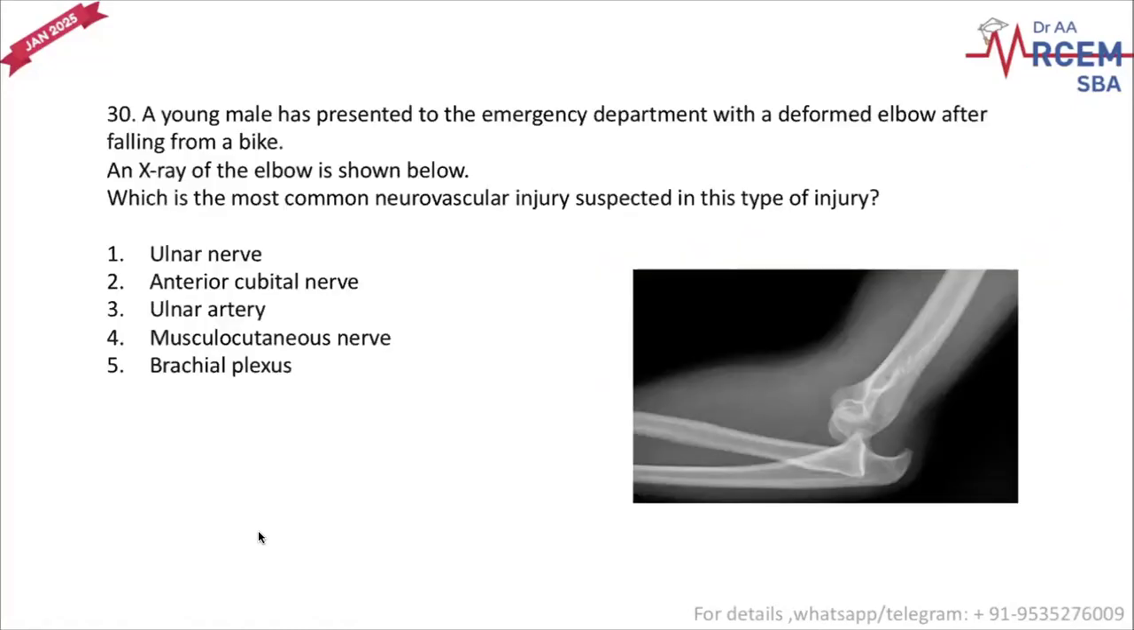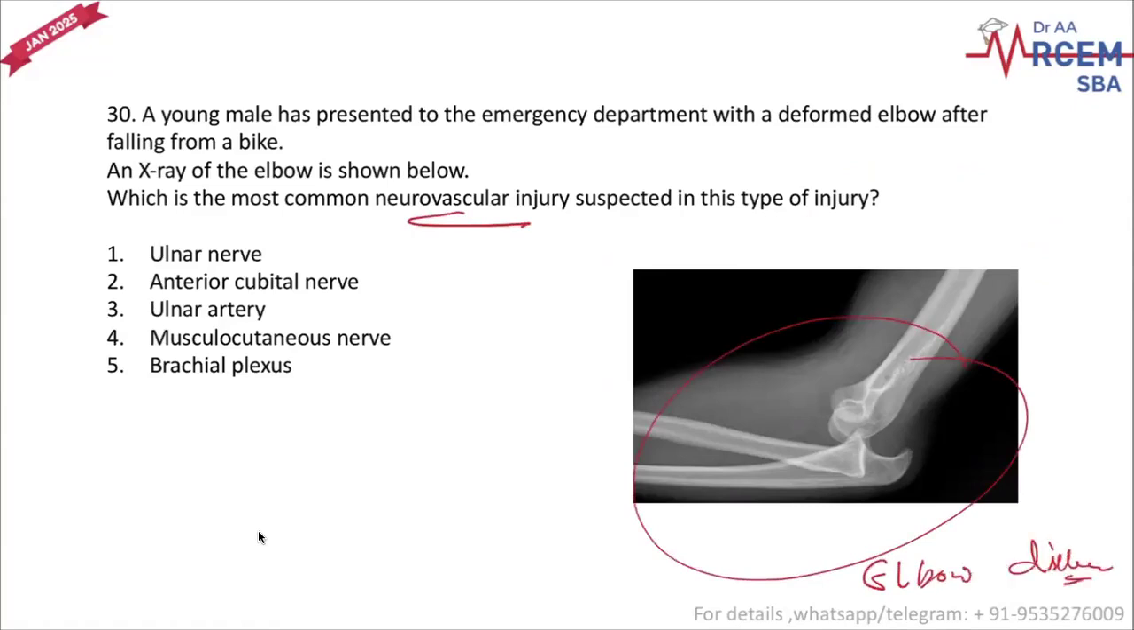A young male has presented to the emergency department with a deformed elbow after falling from a bike. X-ray is shown below. The common neurovascular injury they are asking. X-ray is suggestive of an elbow dislocation. Whenever there is an elbow dislocation, the most common one is the ulnar nerve. So the right answer here is the ulnar nerve injury.